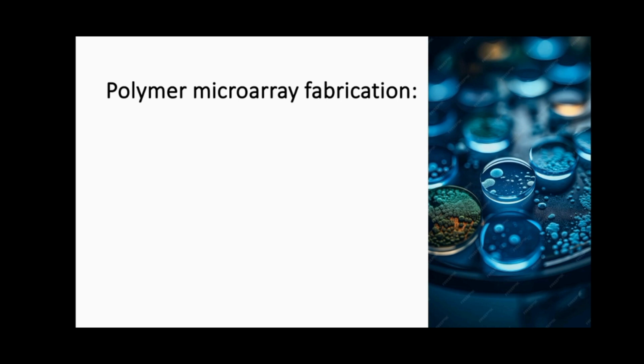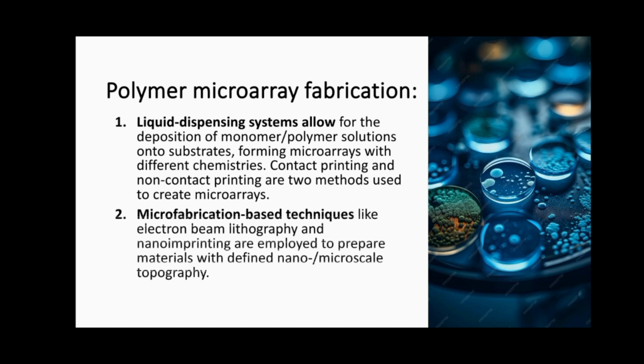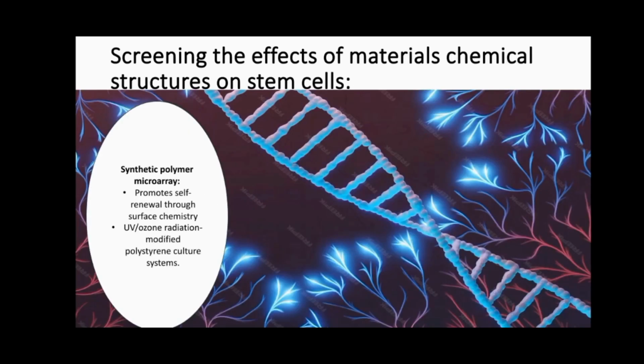Now let's see how these polymer microarrays are fabricated. There are two ways to design them. First one is liquid dispensing systems that allows for the deposition of monomer or polymer solutions onto substrates, forming microarrays with different chemistries. Contact printing and non-contact printing are two methods used to create microarrays. The second one is microfabrication based techniques, and it utilizes techniques such as electron beam lithography and nano imprinting.